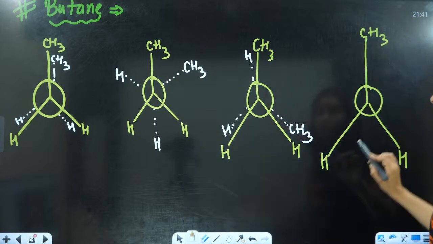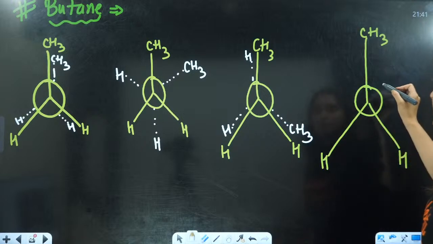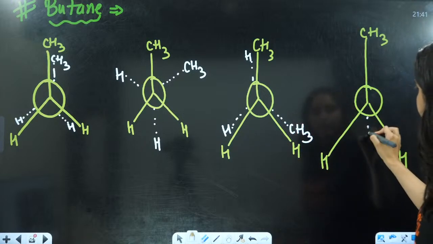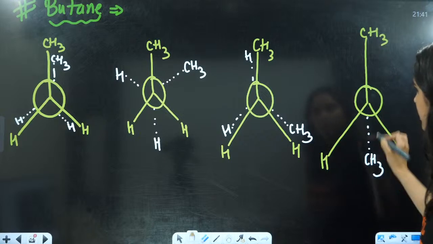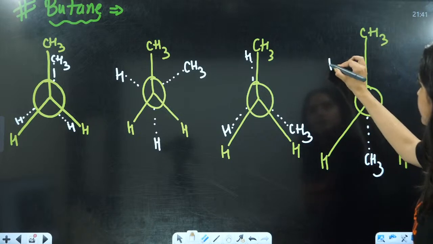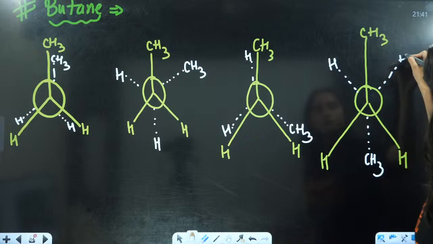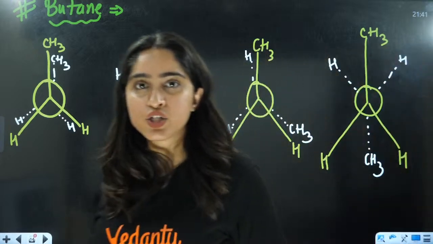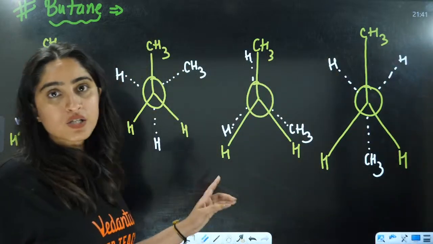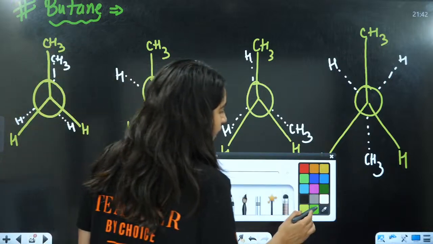Then draw this one. This is your 60 degree, rotate it to 60 degrees. This is CH3, rotate it to 60 degrees. This is H, rotate it to 60 degrees. This is going to be H here. Right? Okay. So these are the 4 structures that we are talking about.